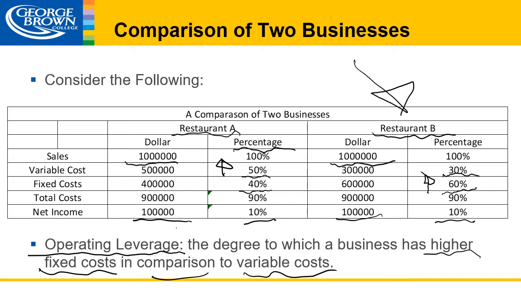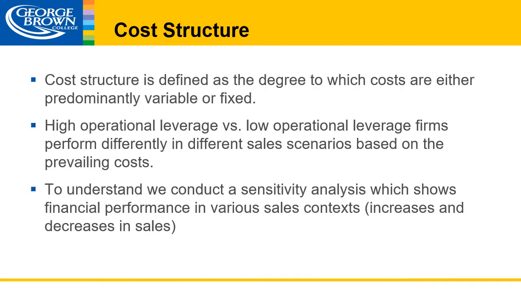In different sales scenarios, these restaurants perform very differently financially, based on the fact that restaurant B has high operational leverage and restaurant A has low operational leverage. And we'll define cost structure in the next slide. So cost structure is generally defined as the degree to which costs are either predominantly variable or fixed for a particular business. As we mentioned before, high operational leverage versus low operational leverage performs differently in different sales scenarios.